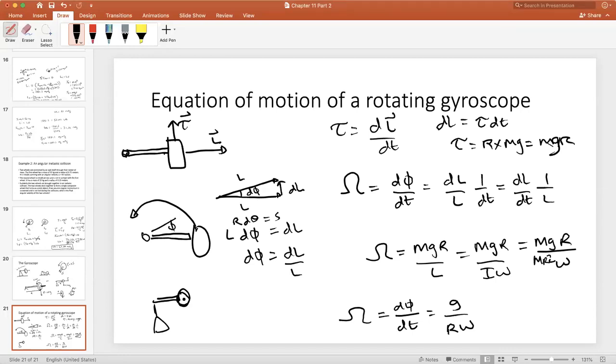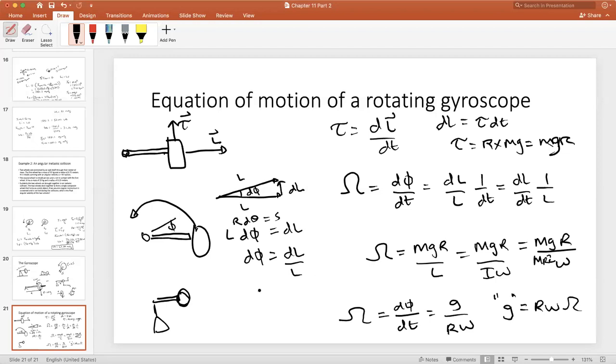Third thing, essentially you have G is R omega times the rate of precession. That means that if you are on some alien planet, you could find out what G was if you knew what omega and little omega and big omega was and R was.